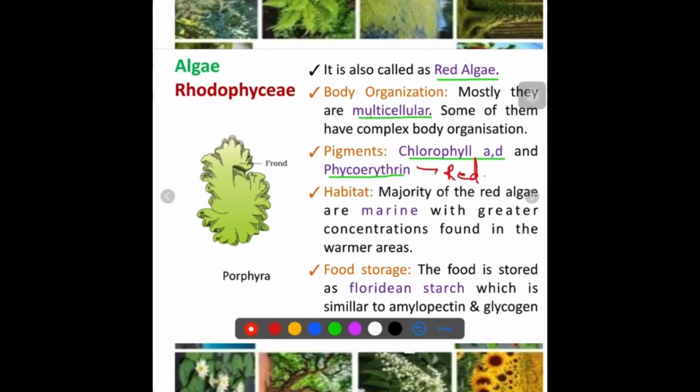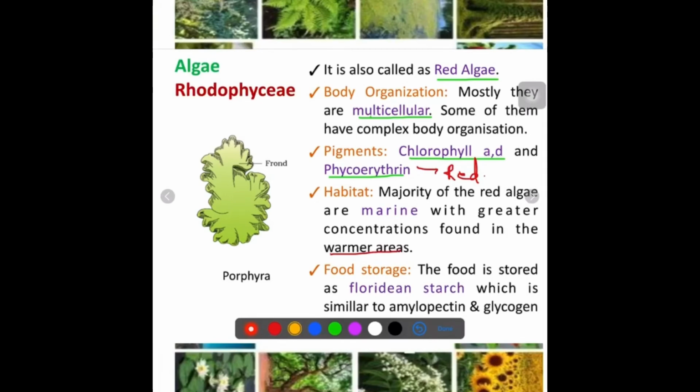Here also they are living in marine water or the sea, but sometimes they can also be found in fresh water. Whereas the previous one, Phaeophyceae, is primarily marine and rarely found in fresh water. But here a few Rhodophyceae members can be found in fresh water. Even in marine water, their higher concentration is found in the warmer areas. If you see in the sea, there are different areas, warm and cool. So their concentration is primarily found in the warmer areas.